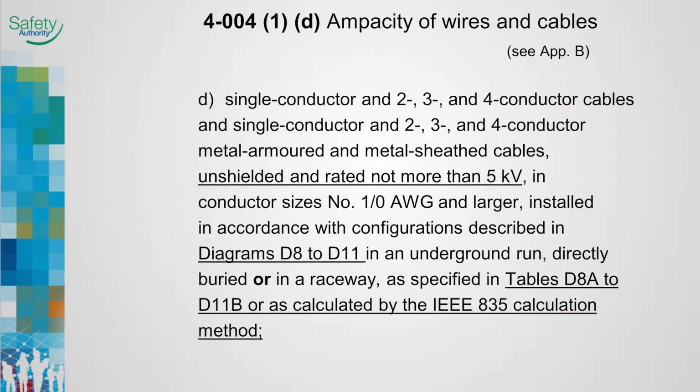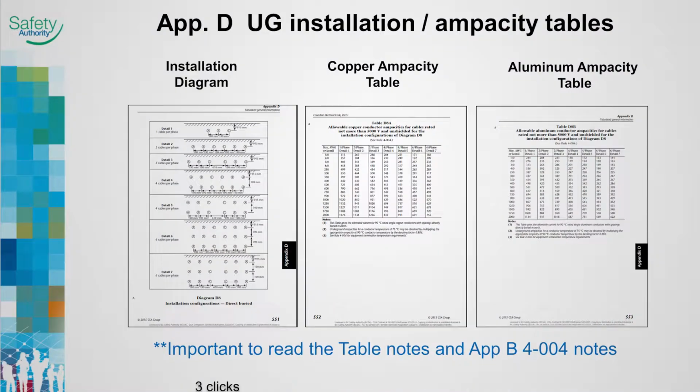Rule 4-004-1D applies to underground runs where the size of the conductors are 1/0 or larger. The rule has also been rewritten to include unshielded cables rated up to 5 kV, corresponding with tables 1 through 4. This installation diagram and corresponding ampacity tables are used when 3 or 4 conductor cable is direct buried. In Appendix D, the underground installation diagrams are immediately followed by the applicable ampacity tables. These tables provide the allowable ampacity for 90 degrees C conductors.